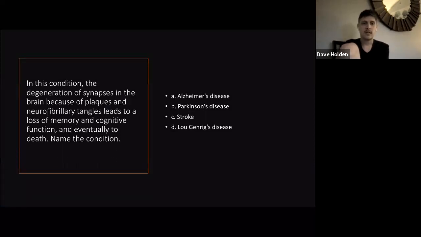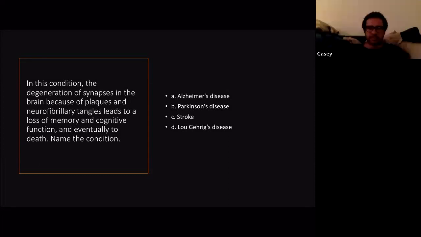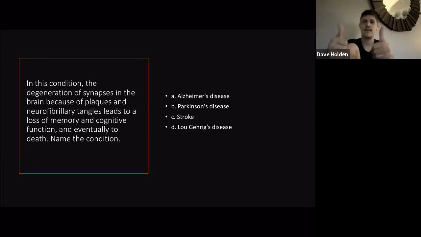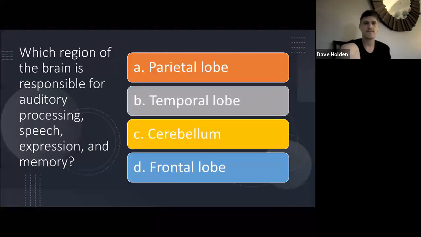Which condition? We have degeneration of synapses in the brain because of buildup of plaques and neurofibrillary tangles, leading to a loss of memory and cognitive function, and eventually to death. Alzheimer's disease? Alzheimer's disease. Very good.